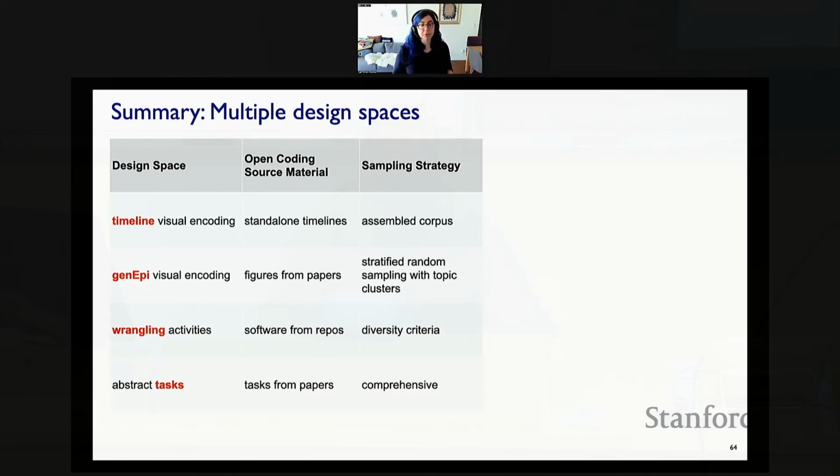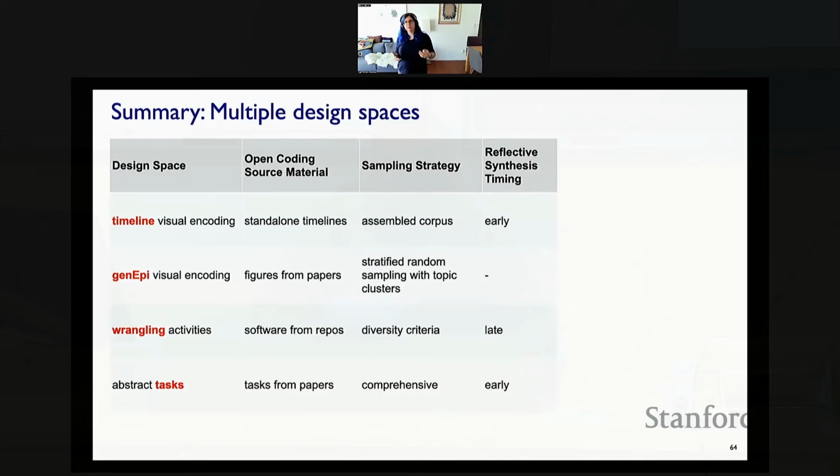In others, we had something much more qualitative. Like in the wrangling study, we did have this idea of having different criteria for diversity of which of those repos we would open code to try to make sure we got reasonable coverage and hit theoretical saturation. And then with the abstract tasks, we weren't trying to sample, we were trying to see everything. We were trying to grab it all and put it all together in one unified way. So pretty different sampling strategies.